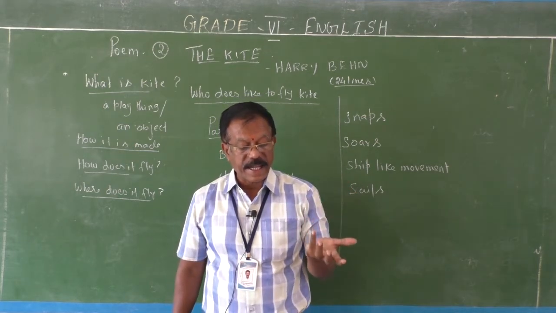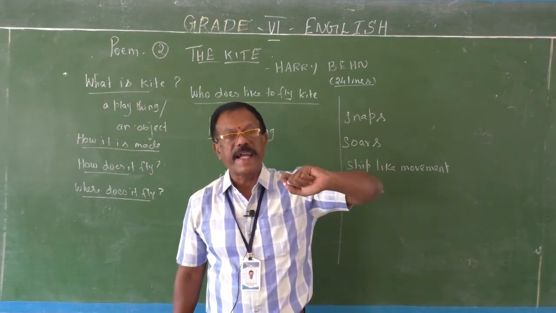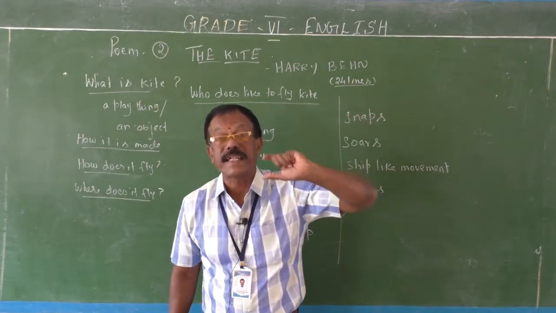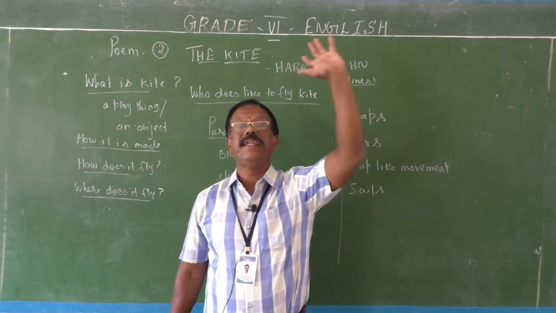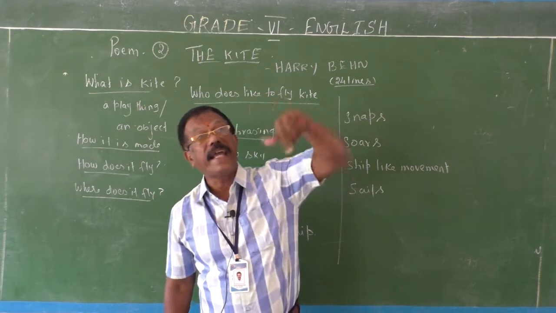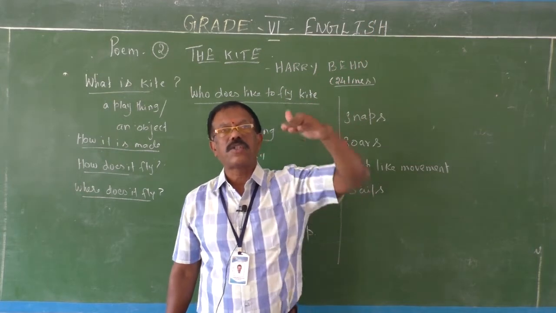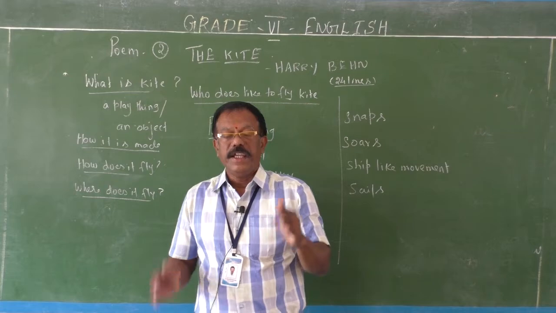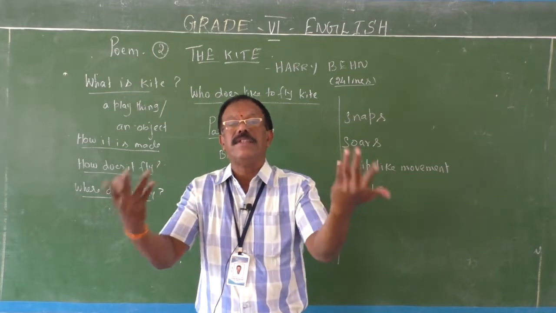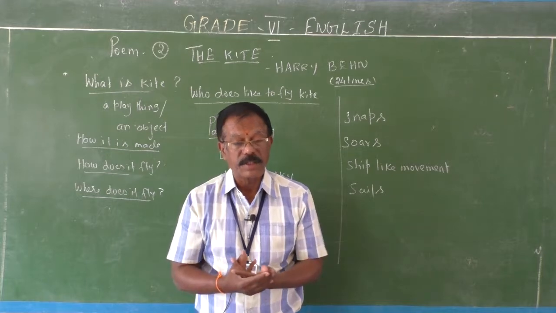Second line is the kite when it's new. Here the poet says, when the kite starts to fly high in the sky, in the air, when it starts to float on the air, it looks bright as well as new. It looks so new. It looks so bright.